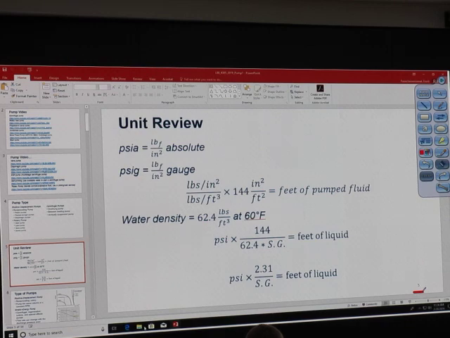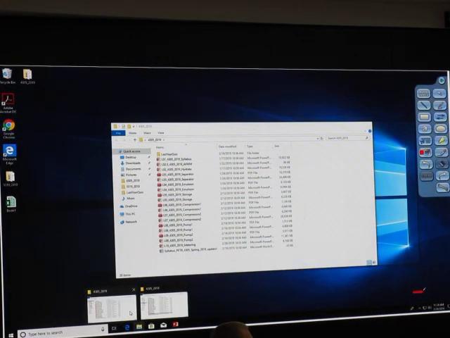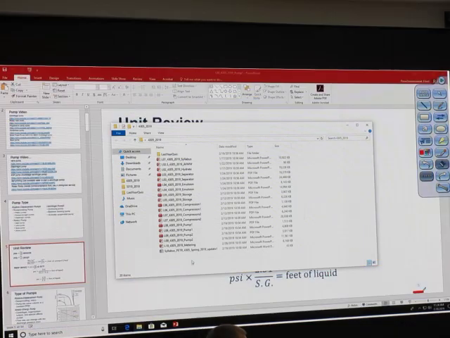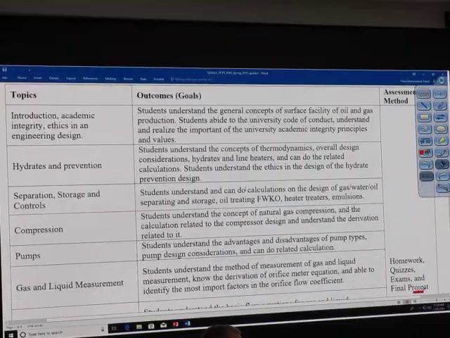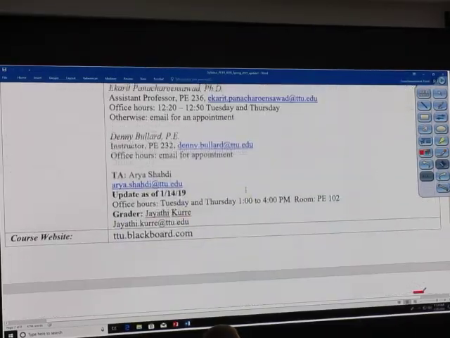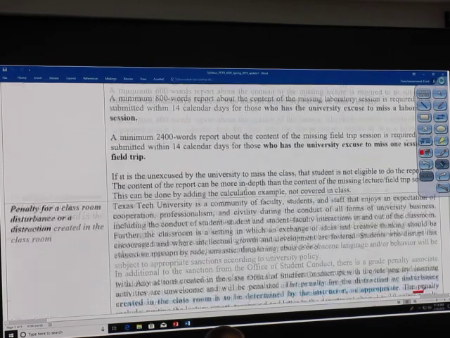Okay, I'll try to finish it. Let's review the exam rules. Who doesn't know the exam rules yet? What are the rules of this exam? It is in the syllabus. The exam is 5 to 7:30. Okay, we don't have class next Thursday.